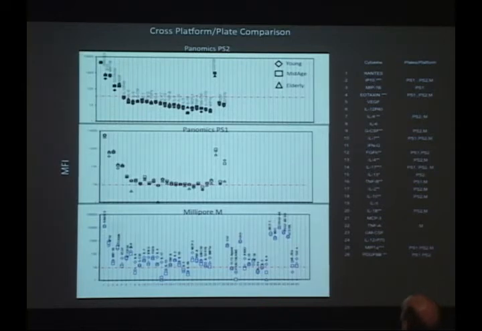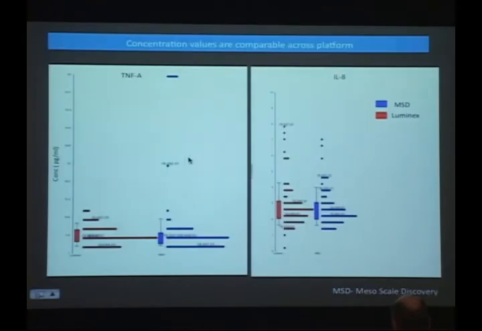I'll just quickly go over it. We looked at the Millipore and Panomics and different plates, and for some of these the data is pretty reliable across the platform. It's not much change. Though within the platform you see less variability, across platform you might see a little bit more. Now the concentration values are comparable across the platform. That's what we have observed for MSD and Luminex, but not for all. For some cytokines we do, and in MSD some of the cytokines tend to perform better than Luminex.